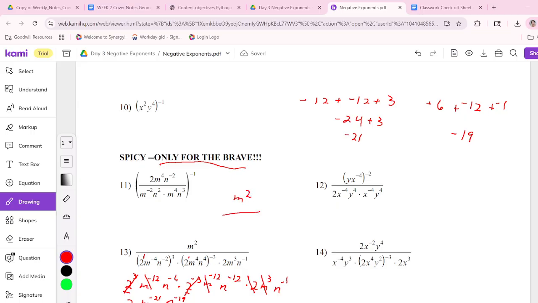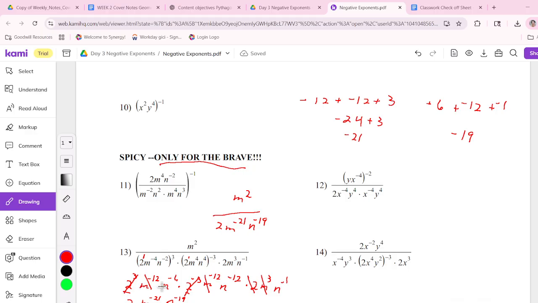m over 2, 2m to the negative 21, n to the negative 19. When I'm simplifying, I have to have positive exponents, correct? So this 2 stays down, right? Because there's no negative exponent. But this has a negative exponent. Negative exponents in a fraction are like an elevator button. If it's on the bottom, I'm going to bring it up. If it was on the top, I would bring it down. Because a negative exponent means inverse of, right?